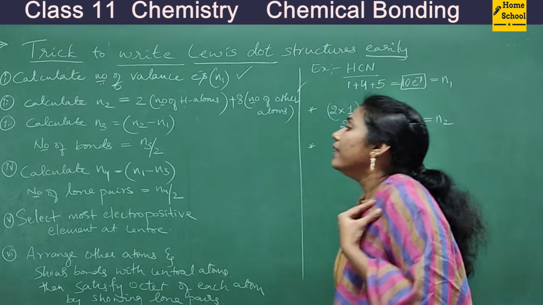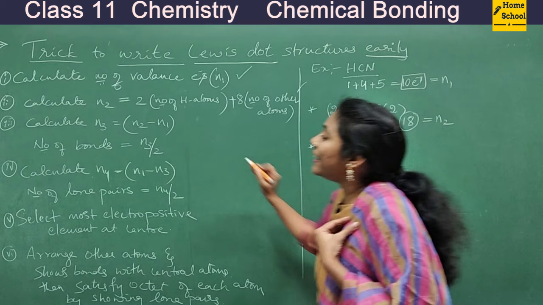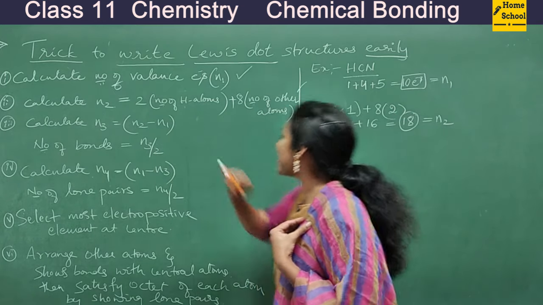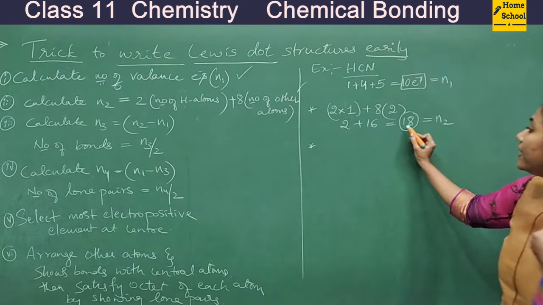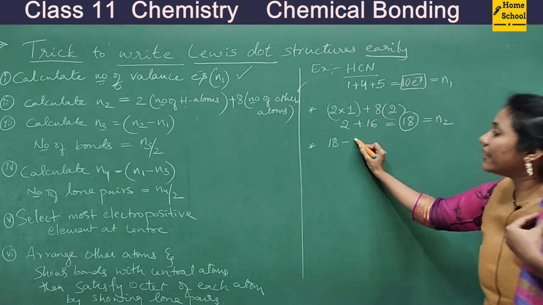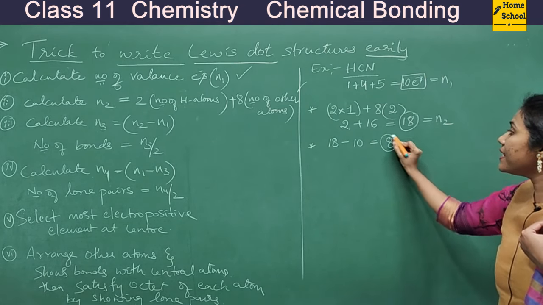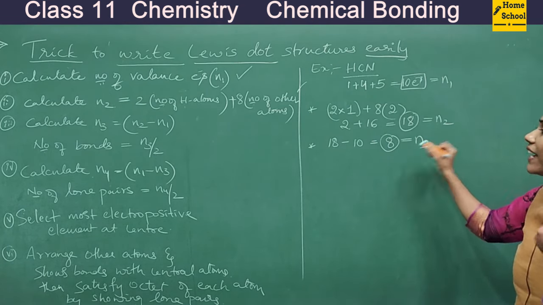Okay, fine. Third step is calculate N3. So how do you calculate N3? N2 minus N1, right? So what is N2? 18. Minus what is N1? It is 10. So how much do you get? 8. So this is your N3 value.